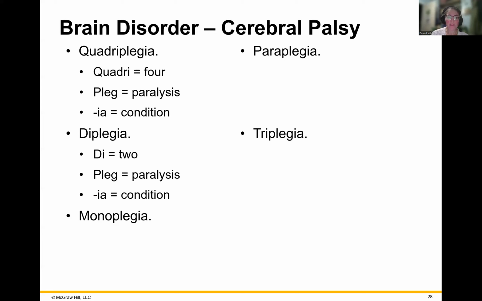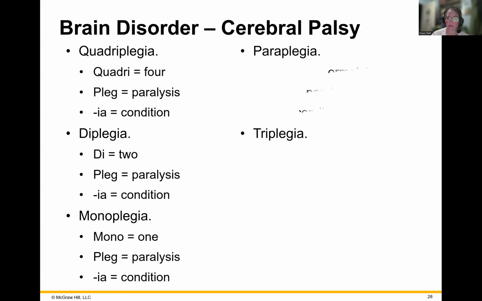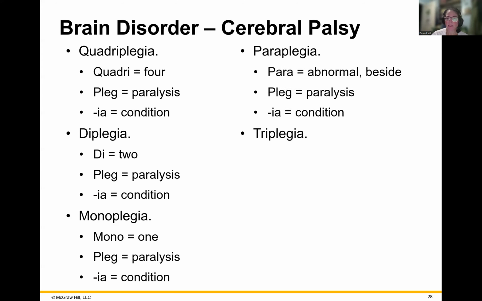Diplegia means 2. Monoplegia, 1. Paraplegia is where the lower half is affected, and then triplegia means 3.